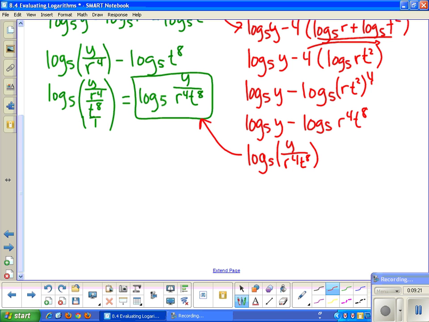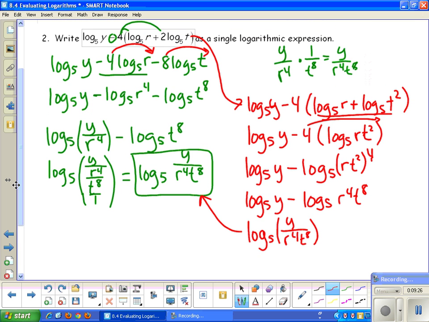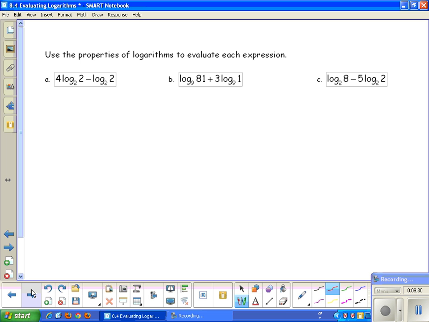And notice that I end up with the same answer as I did over there, just another way of doing the same problem. So you can choose whatever method you like to do. So the next part to this is that we're going to use the properties of logarithms to evaluate each expression.